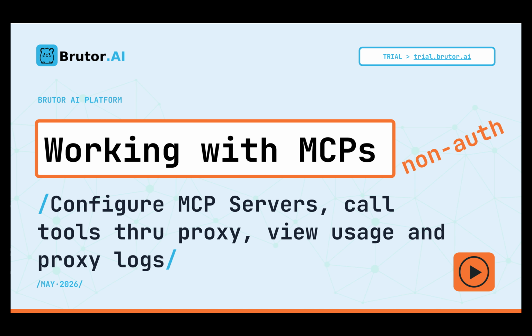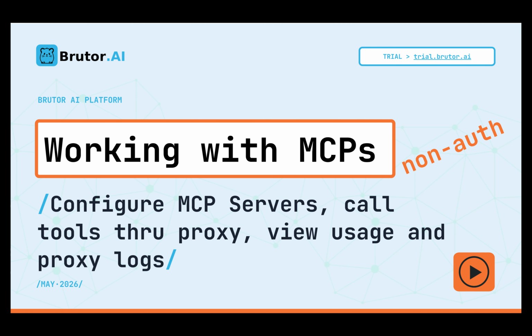If you want more stuff around authenticated MCP servers like OAuth, services that require OAuth, I'm going to have a separate video for that. So we're going to go through how, if you have your own MCP server running locally, you can connect that to the gateway. How can you get the calls to go through the gateway proxy? How can you view usage and proxy logs, etc.